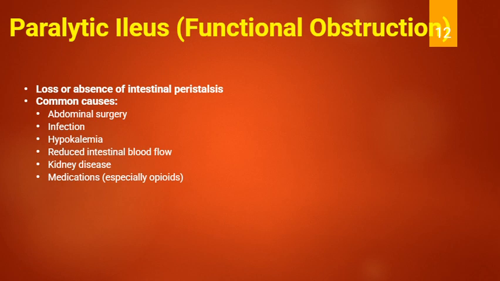Paralytic ileus commonly occurs after abdominal surgery, because bowel manipulation during surgery temporarily decreases intestinal motility. However, other conditions may also contribute to paralytic ileus. These include infection, electrolyte imbalances such as hypokalemia, reduced blood flow to the intestines, kidney disease, and medications that slow intestinal movement. One of the most common medication causes is opioid pain medications, which decrease gastrointestinal motility and may lead to delayed bowel function after surgery.